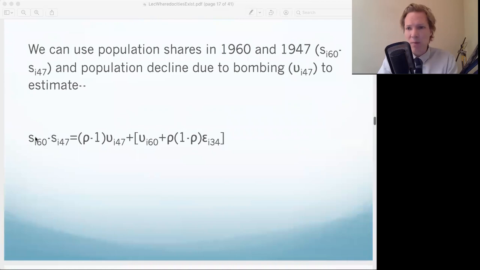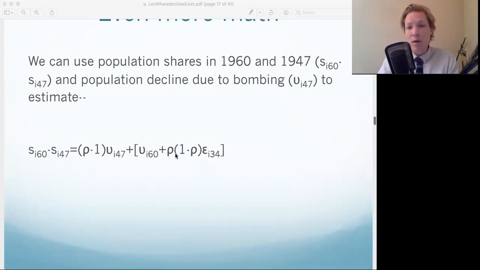So we know the populations between these two eras. We know how bad the shock was from the war. This is just going to be noise, a random variable in 1960. That's totally random. We are going to assume rho is either 0 or 1. So if rho is 1, 1 minus 1 is 0. If rho is 0, 0 times this is 0. So this is going to be 0, and you can get rid of this. This is a random variable.